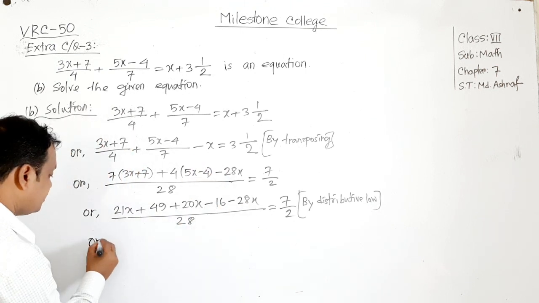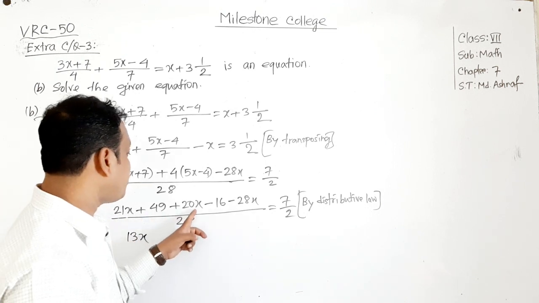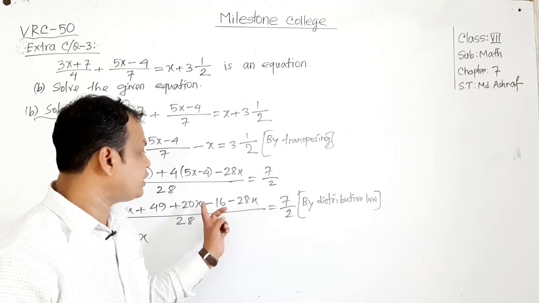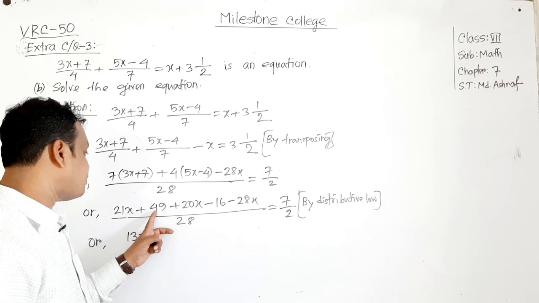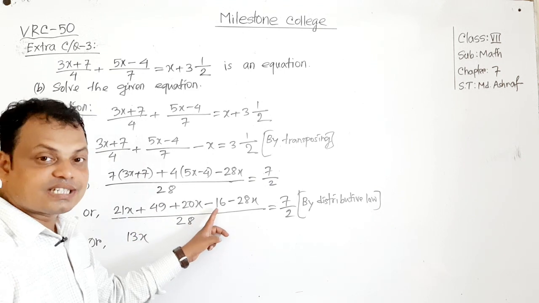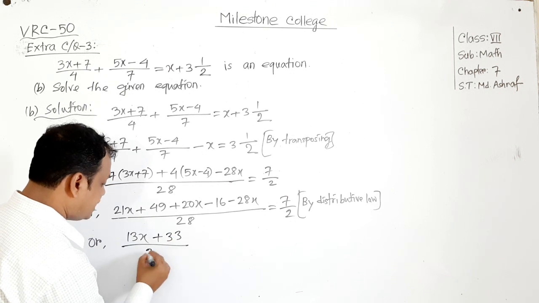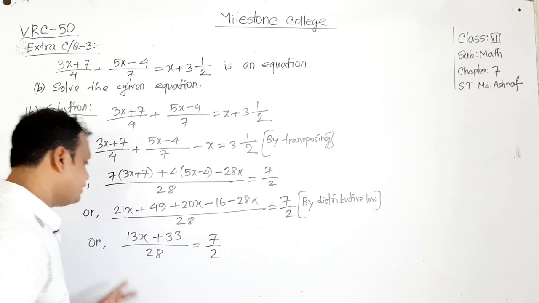So what will we get here? We'll get 13x. So 21x plus 20x is 41x. From 41, if we subtract 28, then we'll get 13x. And plus 49 minus 16, it will be plus 33. Divided by 28 equals 7 by 2. Okay, so this is the thing.